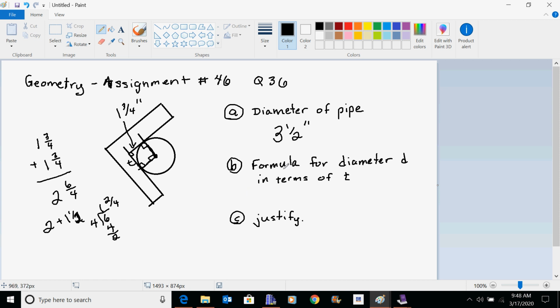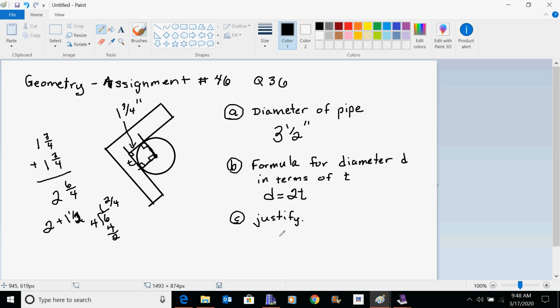The formula for D in terms of T, well, let's think this out. If we have a variable here instead of the 1 3/4, we still have the square. So when we think about it, the diameter is actually going to equal 2 times however big this number would be. So very good question. Thank you so much for asking it. And I look forward to being able to answer your other homework questions.